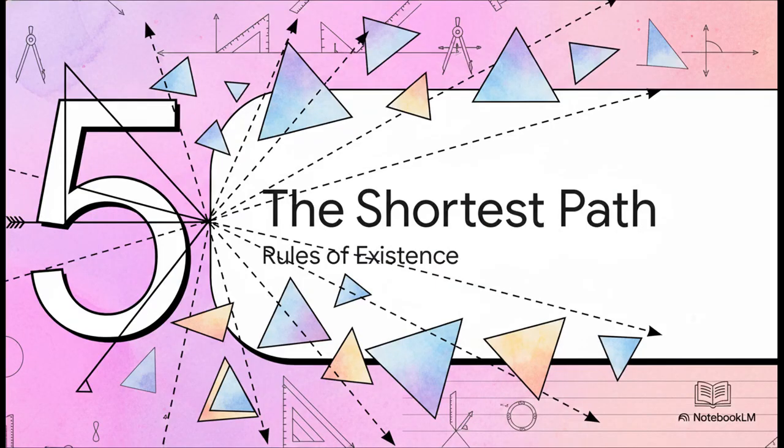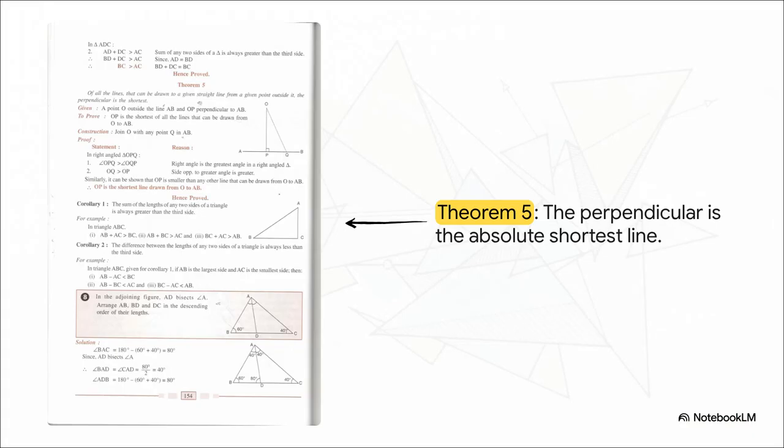Moving on to our final section, part 5, the shortest path. Let's see how this logically builds into Theorem 5. This theorem states that of all the lines that can be drawn from a point outside a straight line, the perpendicular line is the absolute shortest. But why? Well, think about the proof.